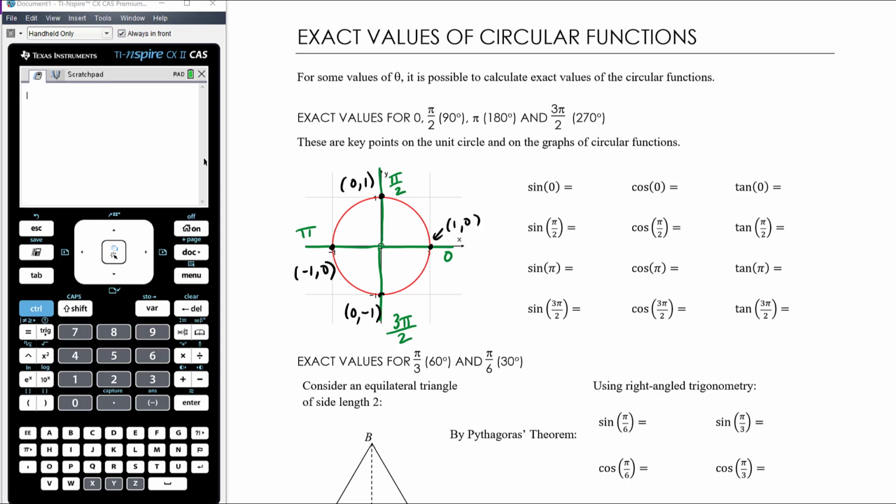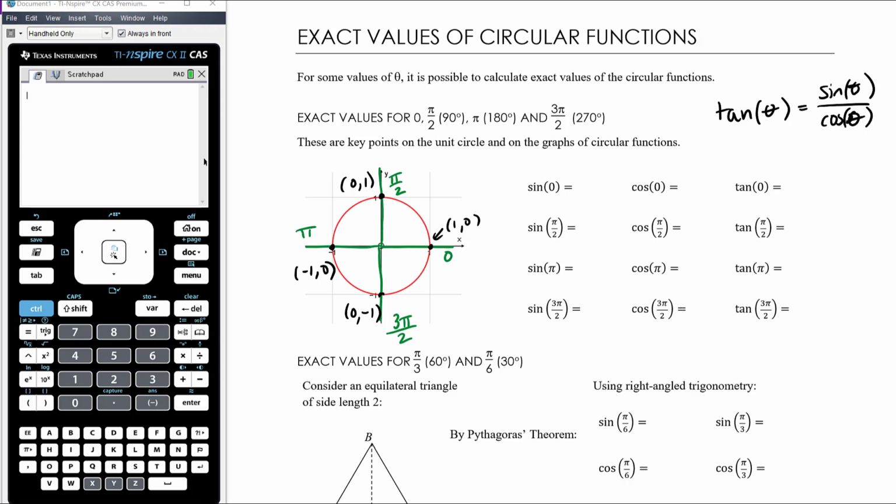I also want us to remember, I haven't drawn in the tangent here, but you remember a couple of videos ago, we talked about the fact that using similar triangles in our circle enables us to say that tan is equal to sine divided by cos. So once we work out the sine and the cos value, we can divide the sine value by the cos value to get the tan value.